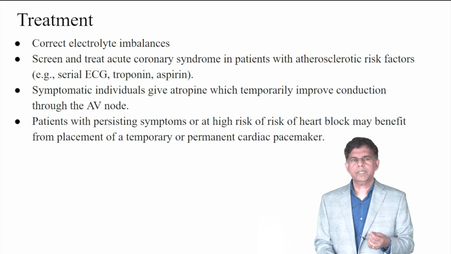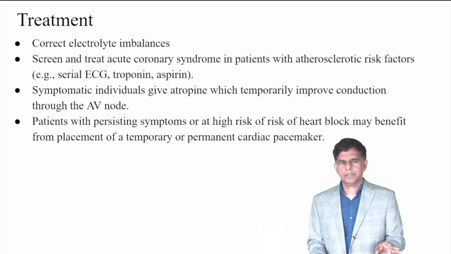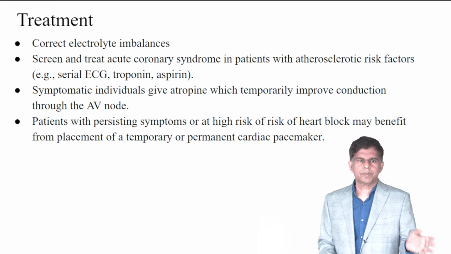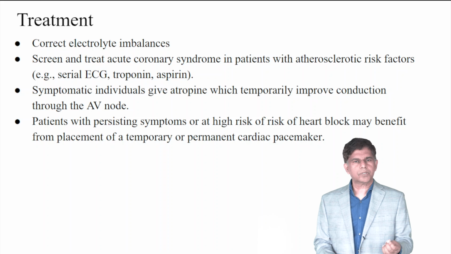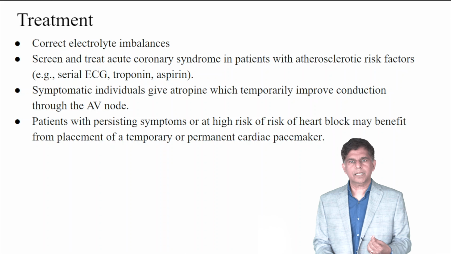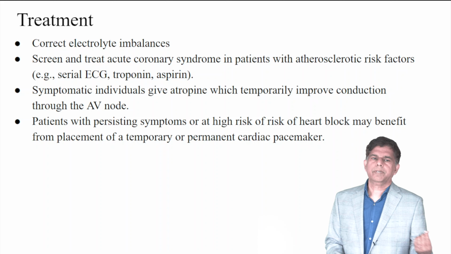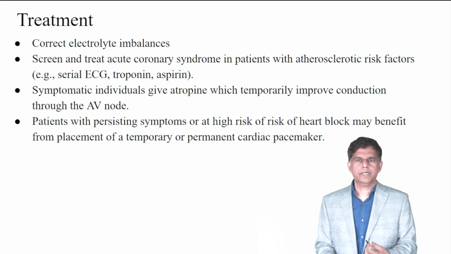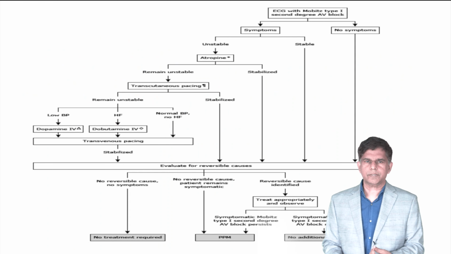Okay, so treatment: first of all, you always treat the reversible causes, and correcting electrolytes is very, very important. Maybe you keep your potassium above 4, magnesium above 2. Screen and treat acute coronary syndrome, again, the MI could be one of the reasons. A symptomatic individual can be given atropine temporarily before you put the pacemaker in. Patients with persistent symptoms or high risk of heart disease may benefit from placement of a temporary pacemaker or cardiac pacemaker.